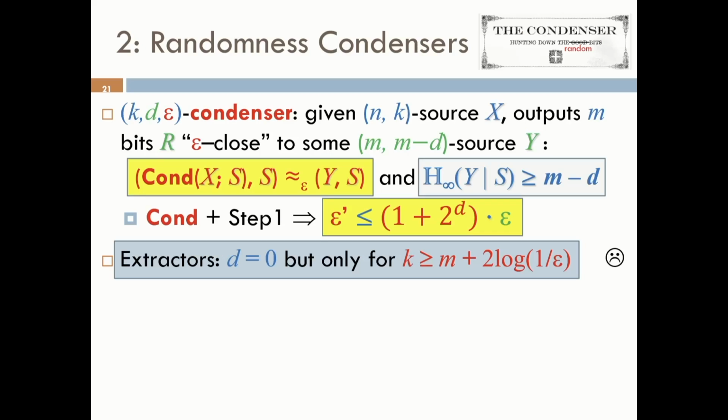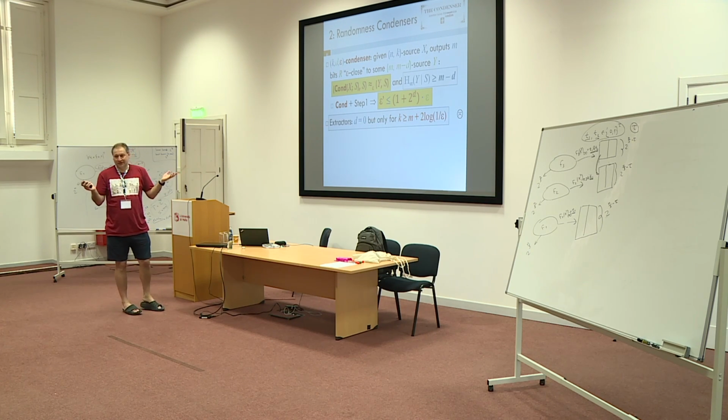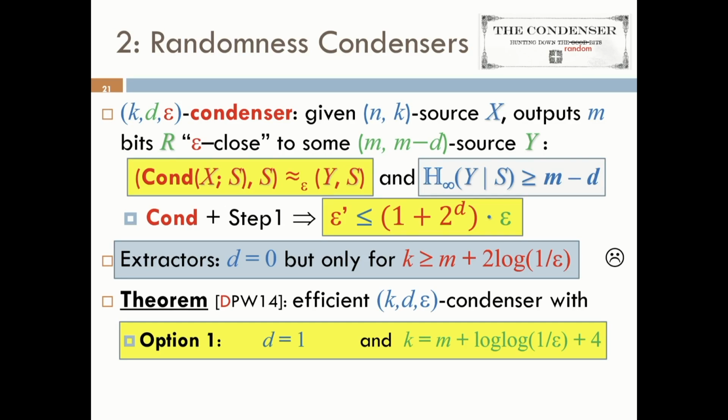Extractor says that the output of the extractor is epsilon close to a distribution which has entropy deficiency 0, and the only distribution with entropy deficiency 0 is the uniform distribution. So extractors have entropy deficiency 0, but the Radhakrishnan-Ta-Shma bound says you have to have this entropy loss. And our theorem basically says that if I'm willing to have entropy deficiency 1, suddenly the entropy loss goes from 2 log 1/epsilon to log log, basically.